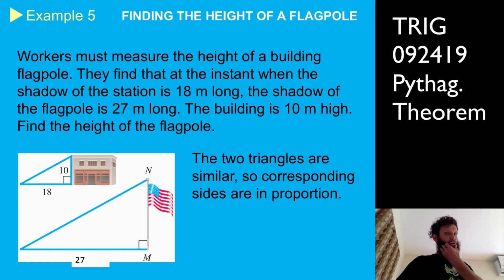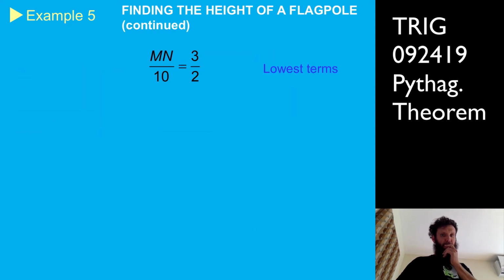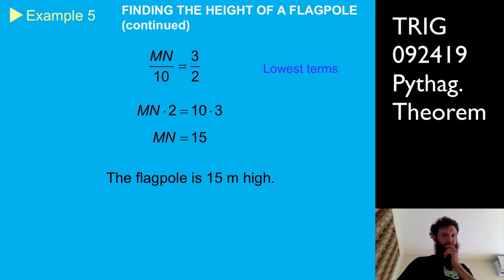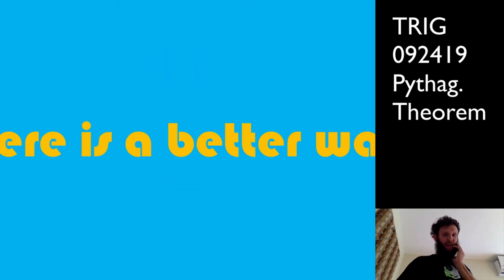Okay, so they're doing this based upon similar triangles, right? They do similar triangles. This is the math. So they say that the flagpole is 15 meters high.